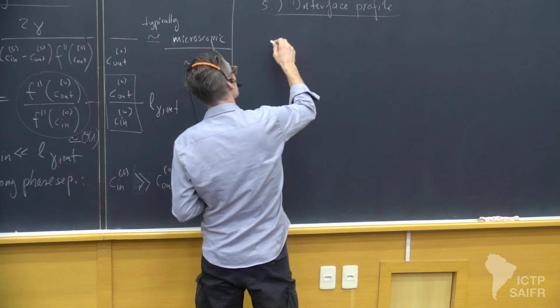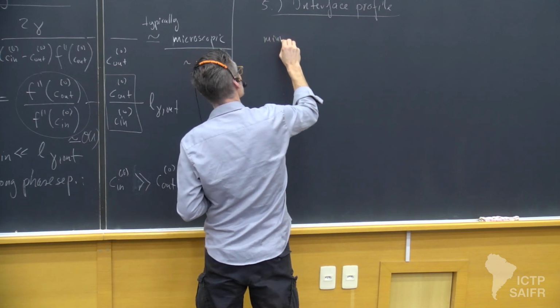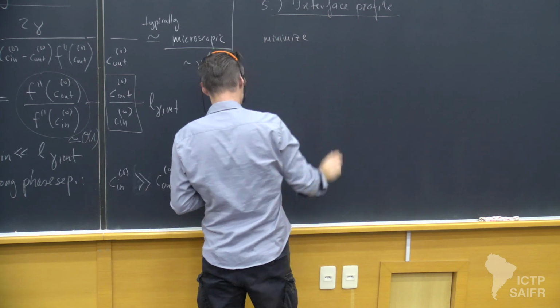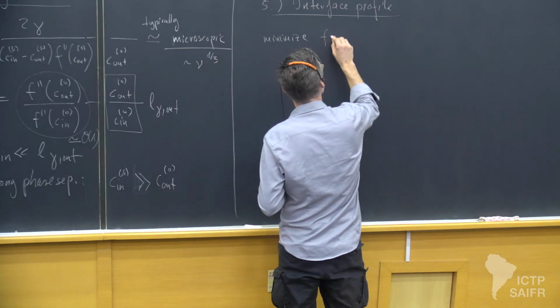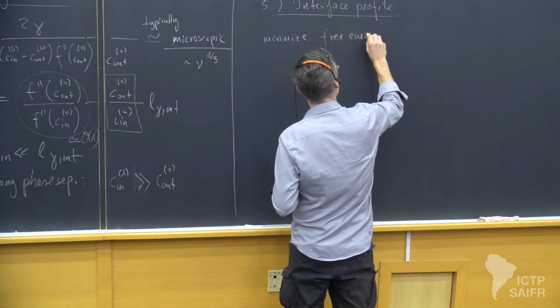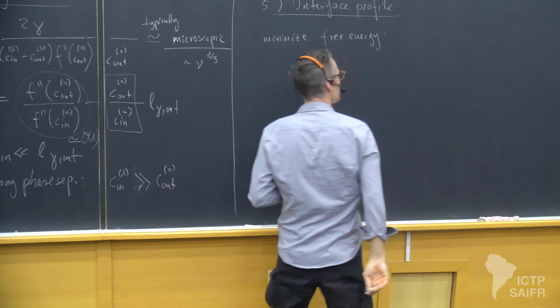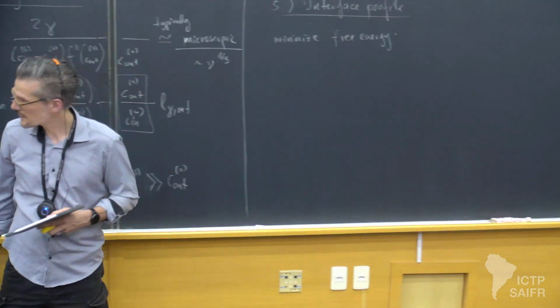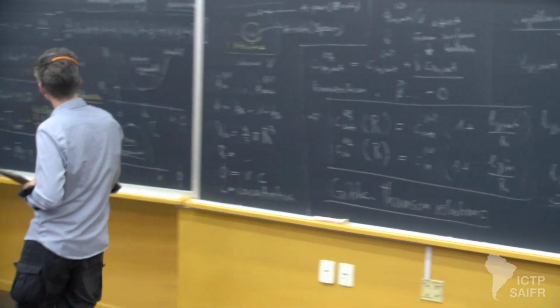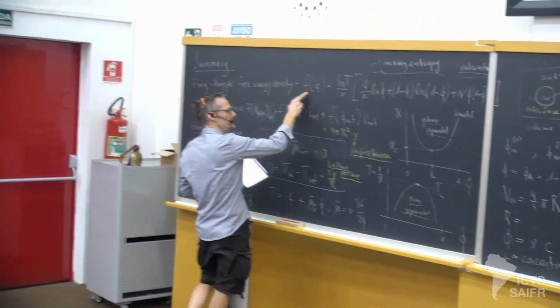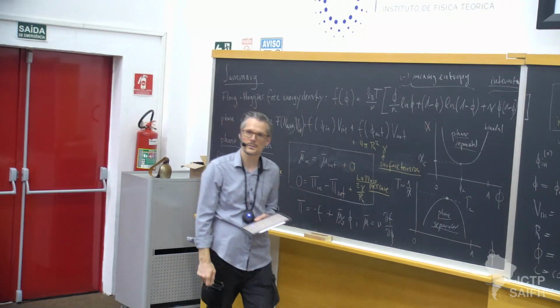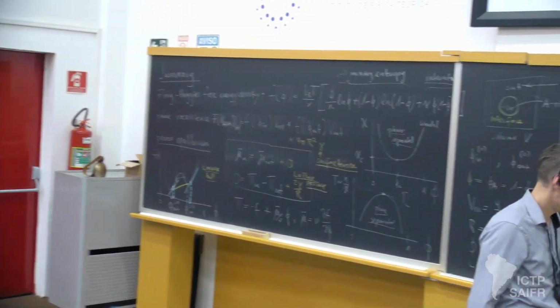So we have to minimize, again, the free energy. But now we minimize the free energy that we actually derived. Remember, in my summary, I only wrote the density, but we obtained more. We also obtained a gradient term.